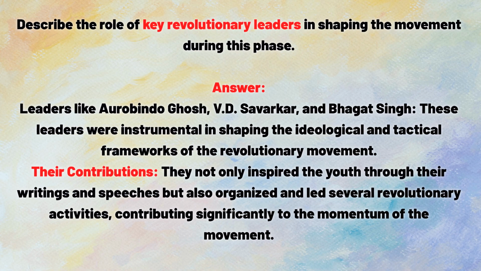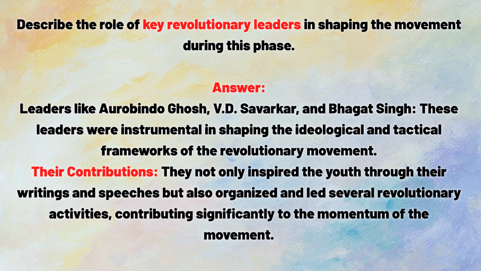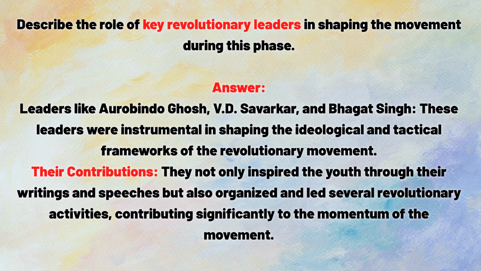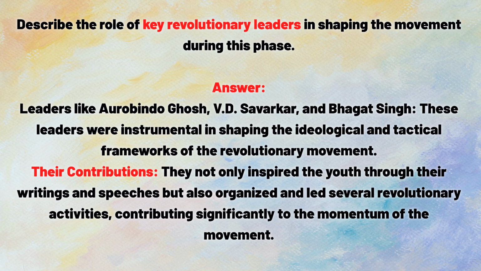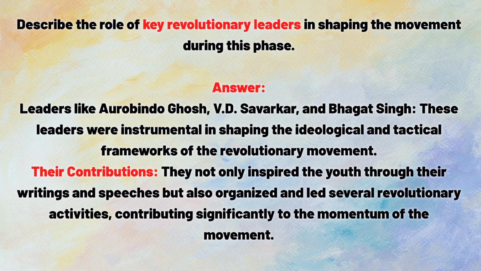Describe the role of key revolutionary leaders in shaping the movement during this phase. Answer. Leaders like Aurobindo Ghosh, V.D. Savarkar, and Bhagat Singh. These leaders were instrumental in shaping the ideological and tactical frameworks of the revolutionary movement. Their contributions. They not only inspired the youth through their writings and speeches but also organized and led several revolutionary activities, contributing significantly to the momentum of the movement.